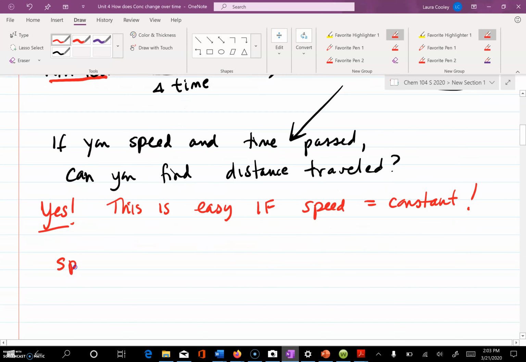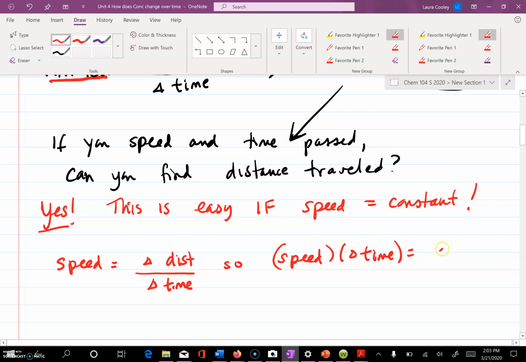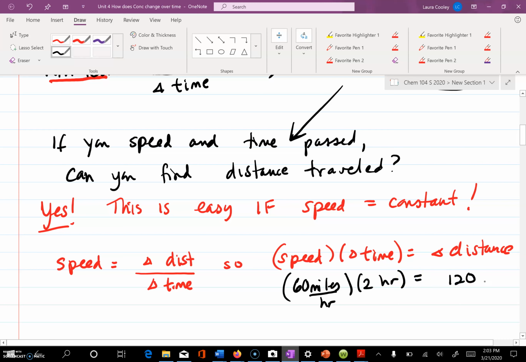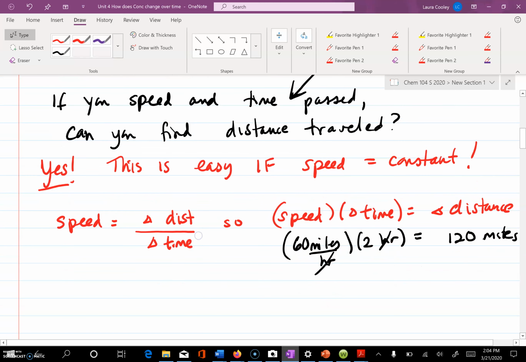Well, speed equals distance over the change in time. So if you take the speed and you multiply it by the change in time, you'll get the distance traveled. In other words, if you're going at 60 miles an hour and you multiply that by 2 hours, not worrying about sig figs here, that's going to be 120 miles, right? You can even use dimensional analysis there.